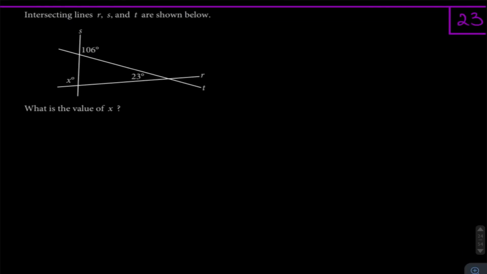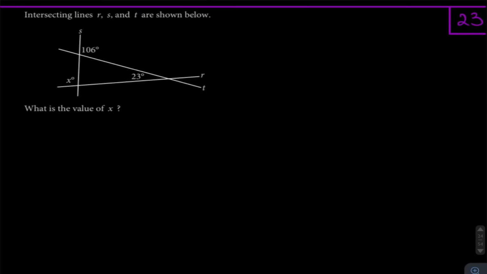Awesome. Problem 23. Intersecting lines R, S, and T are shown below. What's the value of X? Okay, so to get to this angle, given these guys, what are we going to do? Well, we don't have either of these angles yet, so we can't just add them. If we had two of them, then we could add all of the angles up and get 180 and then figure out what the other angle was, right? So probably getting two angles in this triangle would be ideal. We can do a lot of different things with that.